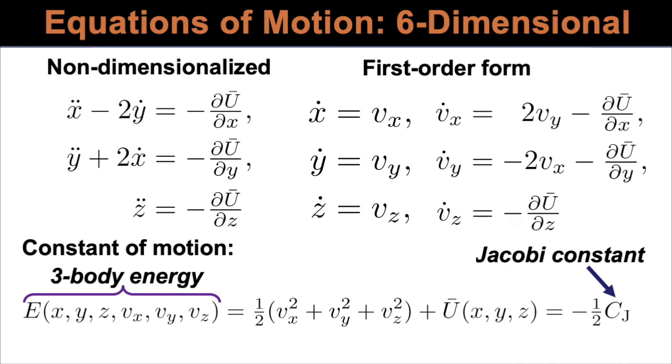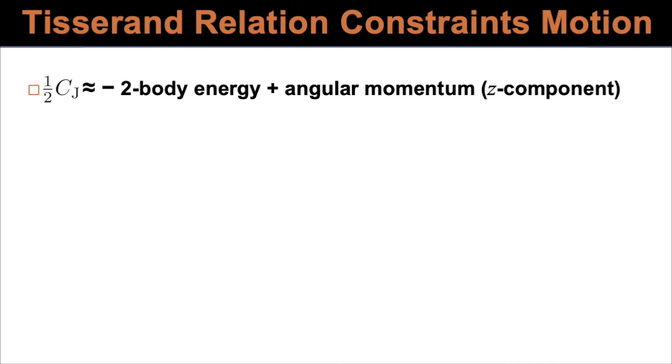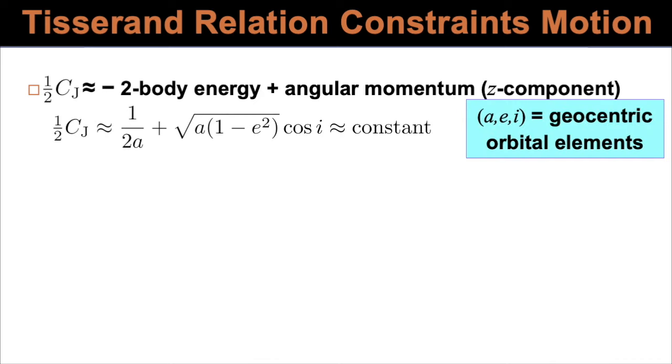You just have to get used to that, because when you look at things related to celestial mechanics, there's a lot of historical inertia behind terms. You just got to live with it. So yeah, it's a squared velocity with respect to the rotating frame. Another way to view it is that 1/2 of the Jacobi constant is equal to the negative of the two-body energy, so that's the spacecraft with respect to the Earth, plus the angular momentum, only the z component. This is related to the Tisserand parameter. So I'm writing a, e, and i. These are the orbital elements of the spacecraft with respect to the moon's orbital plane. So an inclination of 0 means you're in the moon's orbital plane.